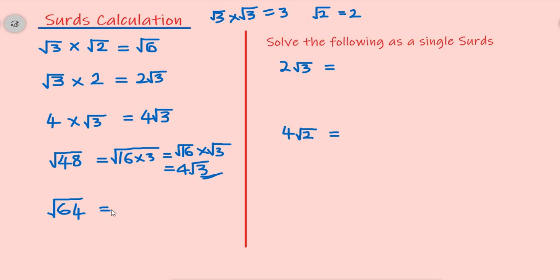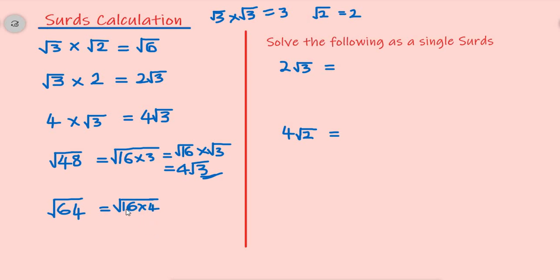Yes, this one is 64. So you can also break it down into 16 times 4. 16 times 4 is 64. Can you imagine? 16 times 4 is 64. Now let's look at this. These two are perfect squares. 16 is a perfect square, 4 is a perfect square.